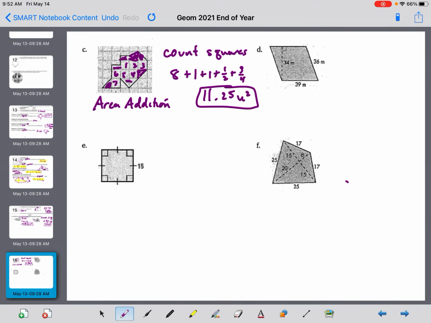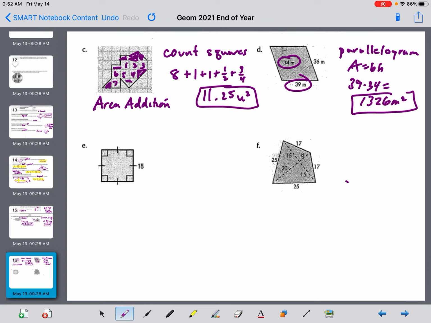This one, I'm going to do this one as a parallelogram. So we're going to do area is equal to base times height. So the 39 and the 34 have to associate here. Don't use the 36. Sometimes they'll give you too much information. 1,326 meters squared. This one's a square. Area is equal to x squared, so 15 squared is equal to 225 units squared.